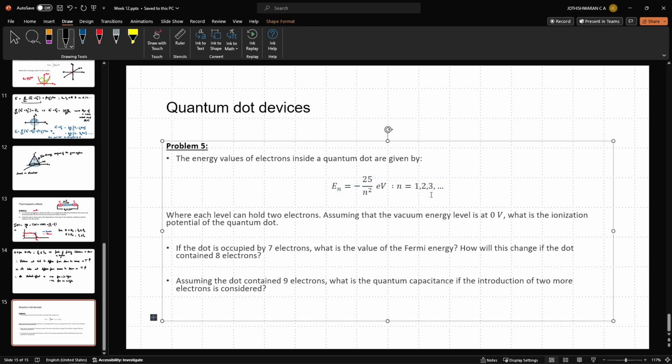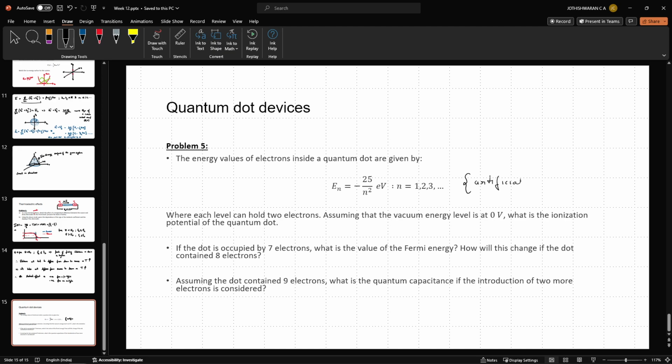So it can be 1, 2, 3, and so on. And each of these energy levels can accommodate up to 2 electrons. So this is very much like an artificial atom. Essentially, the long and short of it is that this system is behaving like an artificial atom, which is kind of what we expect when we set up quantum dots.